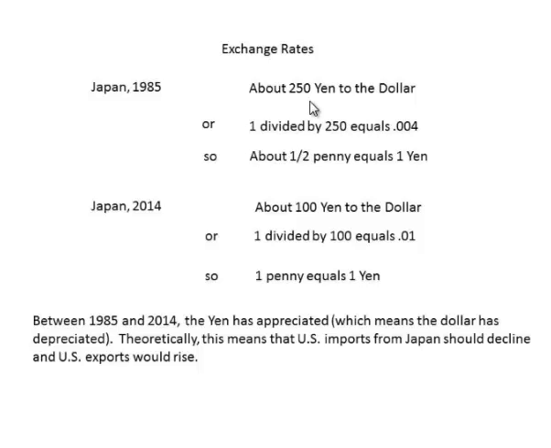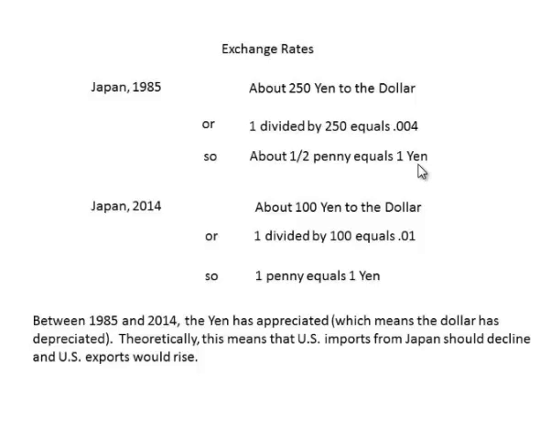So instead of knowing how many yen there are to the dollar, if we want to know how many dollars there are to a yen, we divide a dollar by 250 yen to get 0.004. And so what that means is that about half a penny is equal to a yen in 1985.